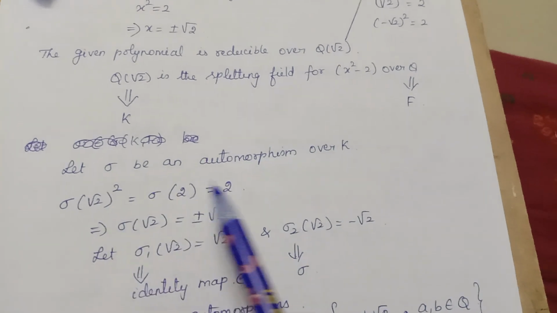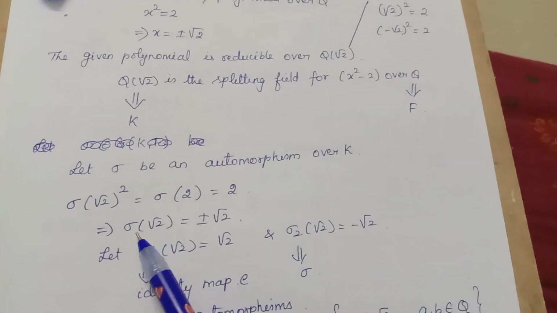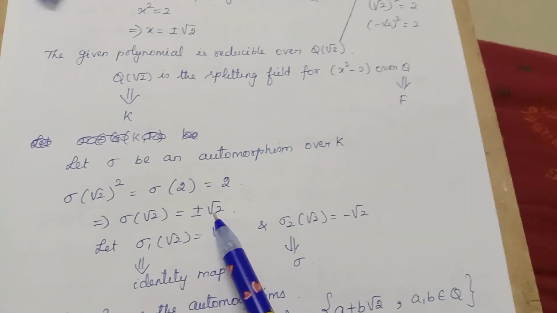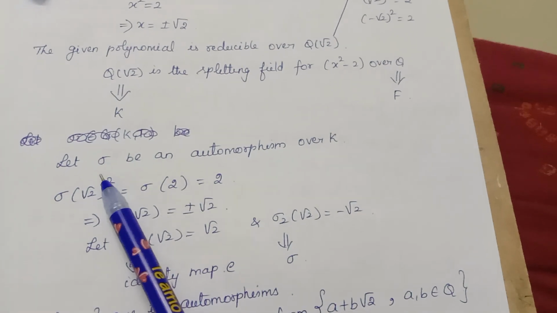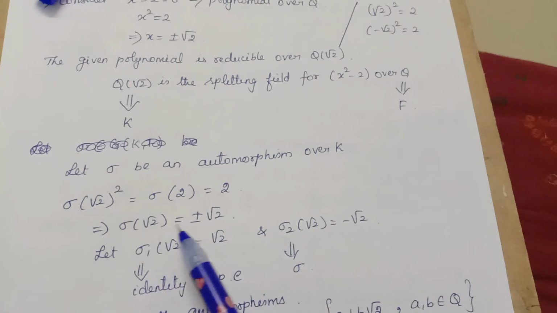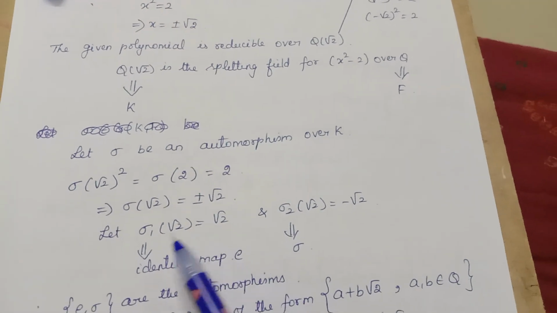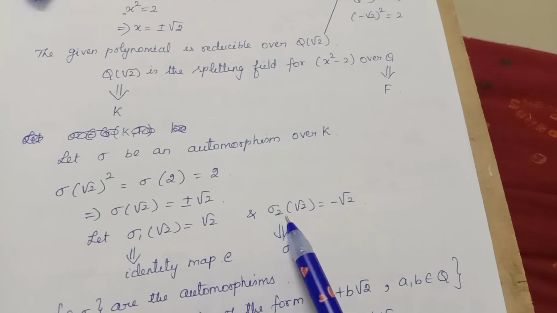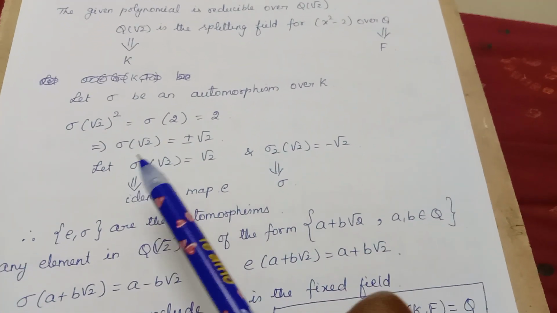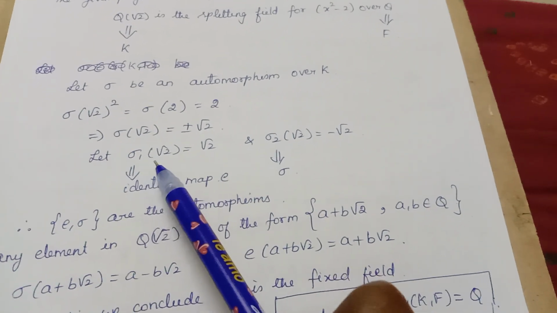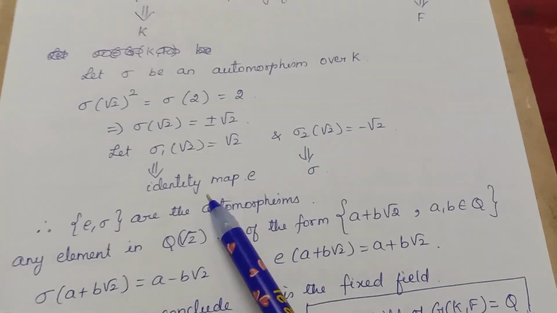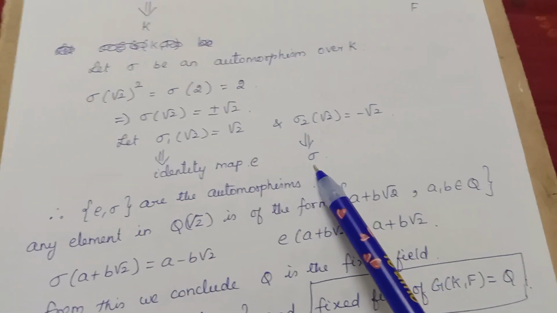So sigma of root 2 square equal to 2. That means if you take square root, what will happen? Sigma of root 2 equal to plus or minus root 2. That means if sigma is any automorphism, then how it will act on the roots? Sigma of root 2 will become either plus root 2 or minus root 2. Let me take these two as different automorphisms. So these two are the only two automorphisms which are existing there. Let me take sigma 1 of root 2 equal to plus root 2 and sigma 2 of root 2 as minus root 2. So this is nothing but your identity map, and this let me take it as sigma.